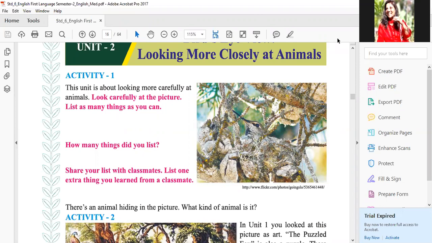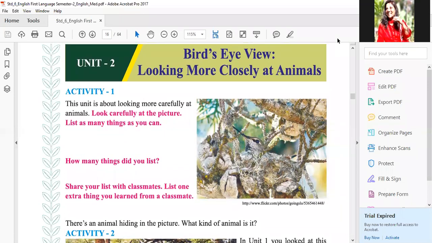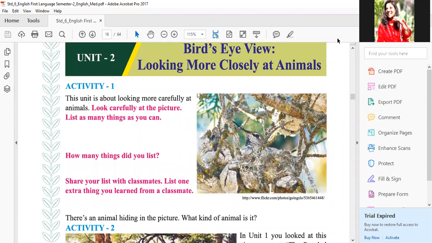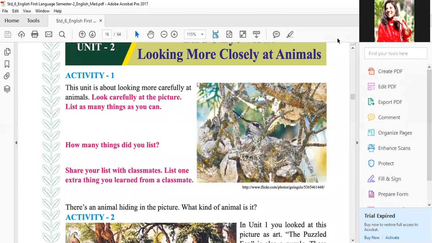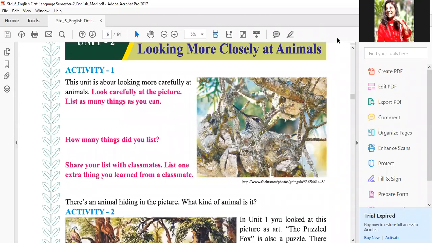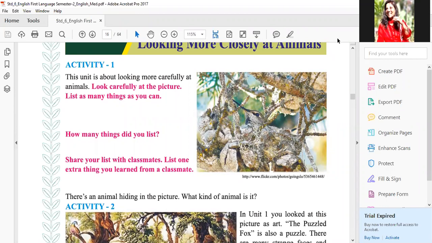Today we are going to do Unit 2 from your English textbook, and the name of the chapter is Looking More Closely at Animals, Bird's Eye View. Looking more closely at animals. Let us see what this unit tells us about. Are we going to talk about all the animals and birds or something else? Let us read. This unit is about looking more carefully at animals.